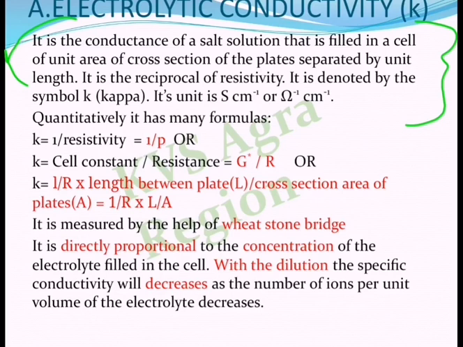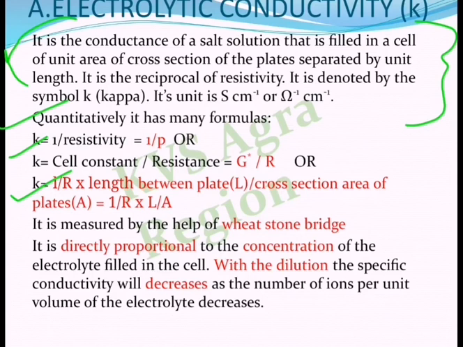Quantitatively, meaning mathematically, it has many formulas. As you know, the resistivity is the resistance of a conductor of unit area of cross section and unit length. Similarly, kappa, the electrolytic conductivity, is the reciprocal of resistivity. Kappa is also equal to the cell constant divided by resistance, and kappa has another formula, that is 1 upon R into L upon A.